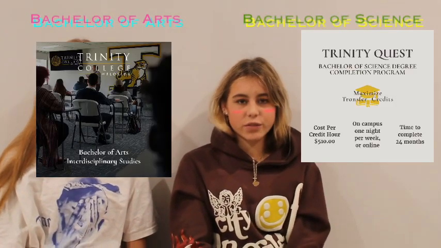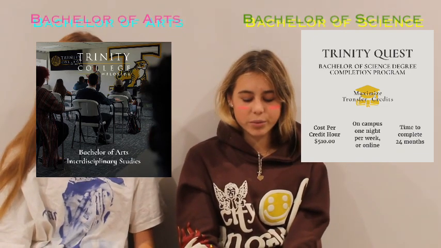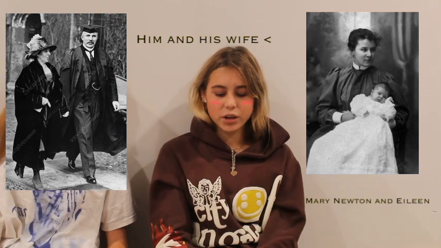Continuing his research at college, he received the Bachelor of Science degree, which got him a science scholarship to Trinity College, Cambridge. In 1894, he was awarded the Bachelor of Arts in Science degree for studentship of Trinity. In 1900, he married Mary Newton and later had a daughter named Eileen.